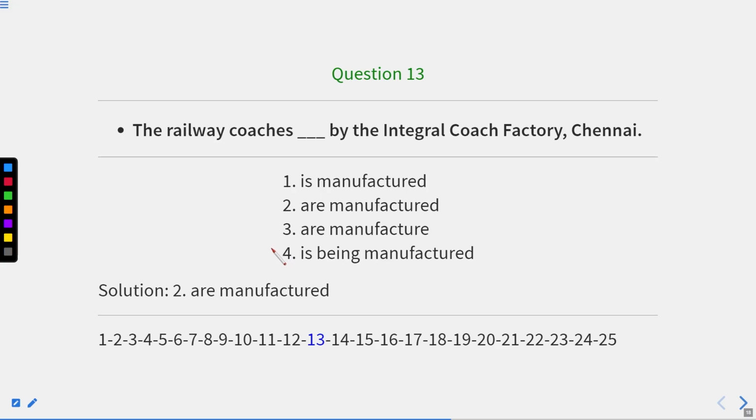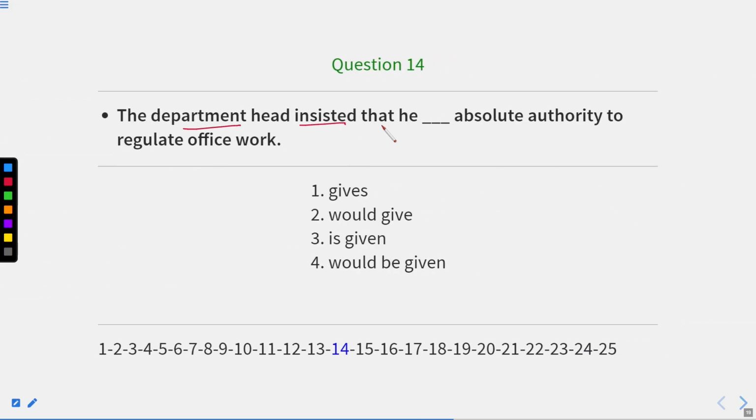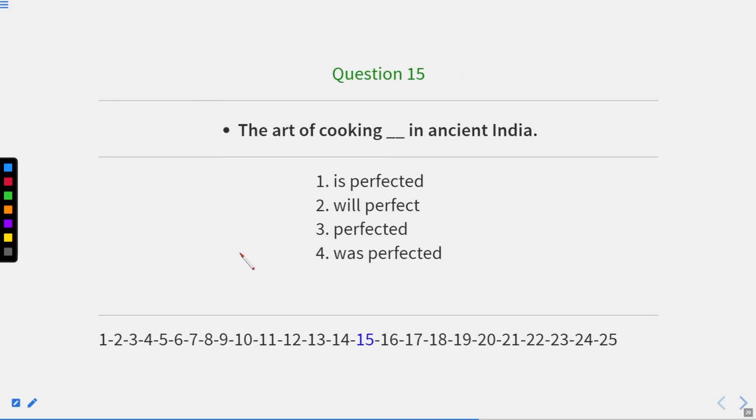Now let us move to question number 14. The department had insisted that he dash absolute authority to regulate office work. The department had insisted that he, now obviously, that he received absolute authority to regulate office work. So he did not give. Would give, no. He's given, yes, of course, because we are talking about would be given. So here fourth will be the correct answer. Okay, because this is just an imaginary situation. Now let us move to question number 15.